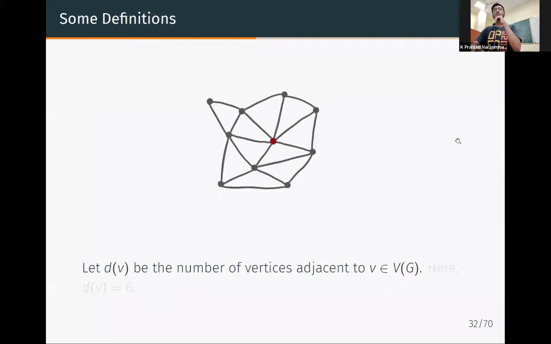Anyway, so in a graph, for a vertex V of the graph, we let D of V denote the number of vertices adjacent to this vertex, which is also the number of edges that come out of this vertex. So in this example, D of V is equal to 6, right? You can probably see that this is equivalent to the degree, the thing that I described for the state. And this is actually exactly why I called it D of S in that case.